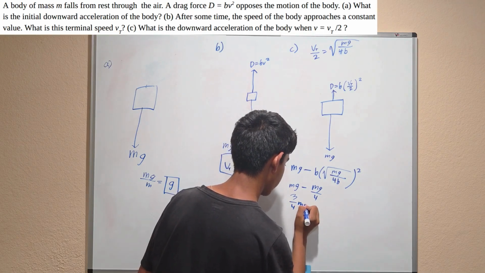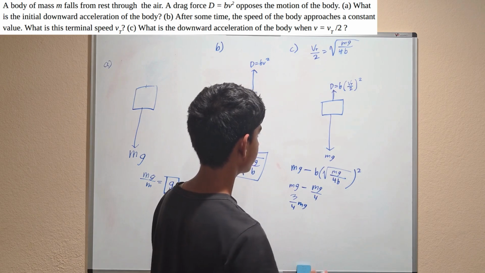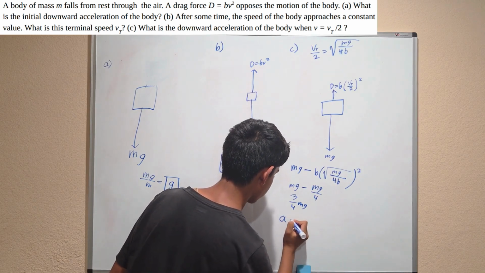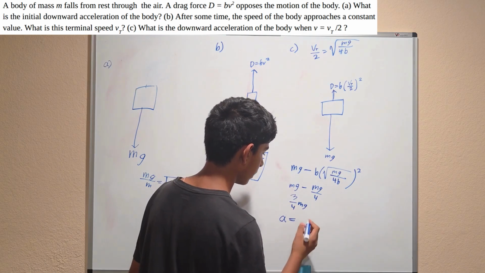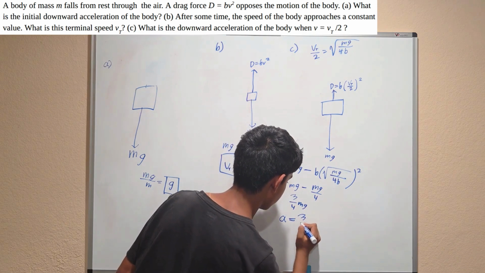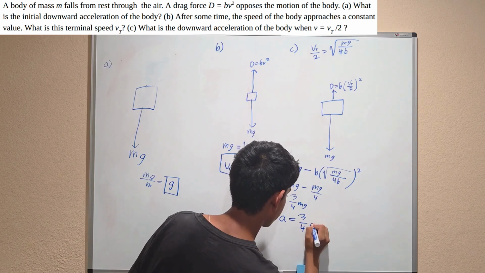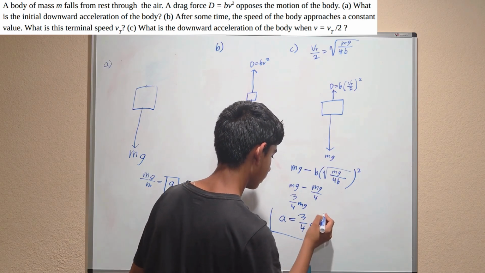or also 3/4 mg. And again, by Newton's second law, we have that the downward acceleration is equal to the net force divided by the mass, so 3/4 g. And this is our answer.